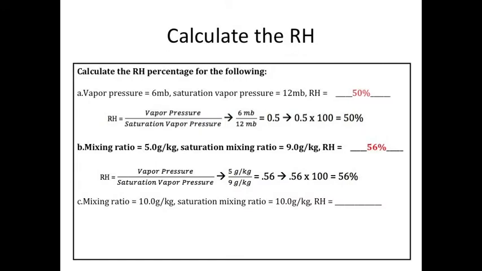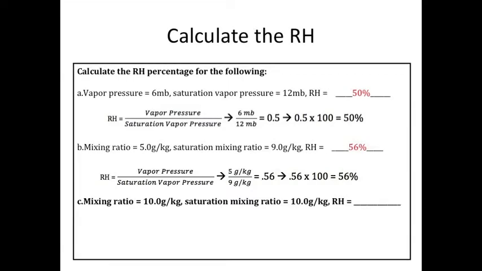With a mixing ratio of 5 grams per kilogram and a saturation mixing ratio of 9 grams per kilogram, you get a relative humidity of 56%. The last question has a mixing ratio of 10 grams per kilogram and a saturation mixing ratio of 10 grams per kilogram. What's the relative humidity?